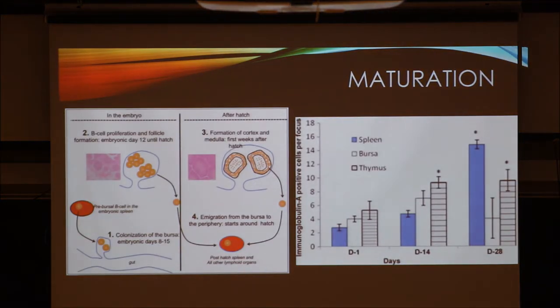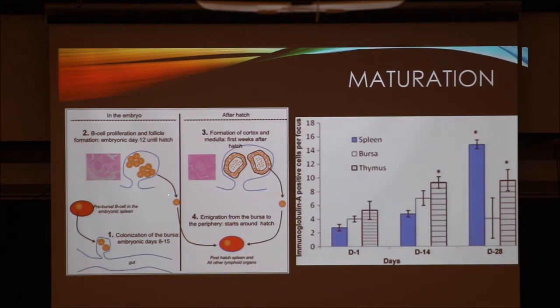And then the follicles mature as the bursa of Fabricius matures, and that actually begins in the embryo. So in embryonic days 8 to 15, the bursa of Fabricius begins colonization from pre-bursal B cells from the spleen. And then later in embryonic development, but before hatching, the B cells increase and follicles begin to form in the bursa. So that would be up here.